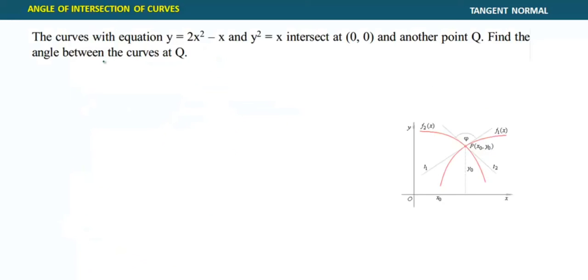Now let us apply the concept of angle of intersection of curves to a particular problem. The curves given here, the first curve, the C1 curve, is y is equal to 2x square minus x, and the C2 curve is y square is equal to x. So these two are the curves. It is given that they intersect at (0, 0). We can easily see that if you put x equal to 0, both the y will come out to be 0. So they intersect at (0, 0). They intersect at another point Q. Find the angle between the curves at the point Q.